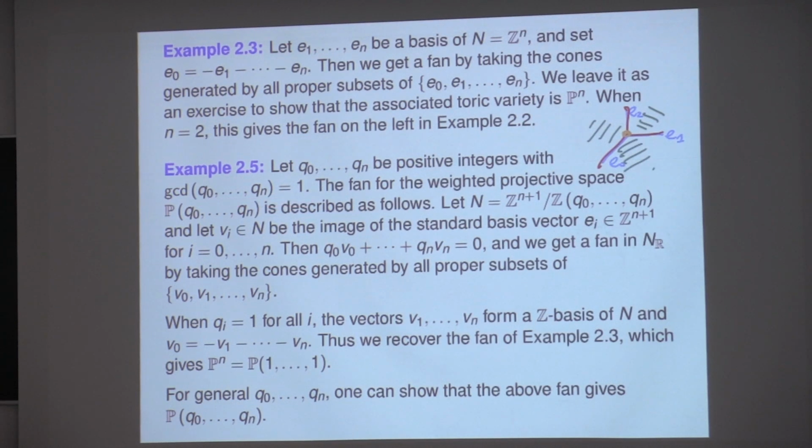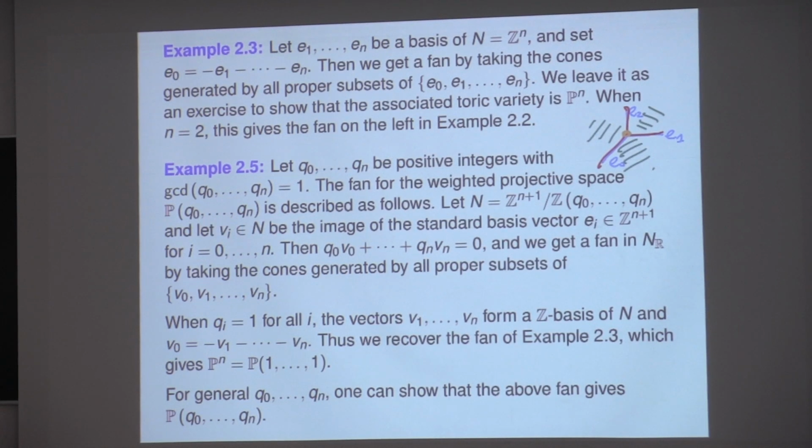Then let's start with Z^(n+1), and let's mod out by the multiples of this particular point in Z^(n+1). Take your q0, q1, up to qn, that gives you a point, an integral point here in Z^(n+1), then mod out by the multiples of that one. Now, you have the e_i's, the canonical vectors in Z^(n+1). Take the images of those; the images we are denoting by v_i.